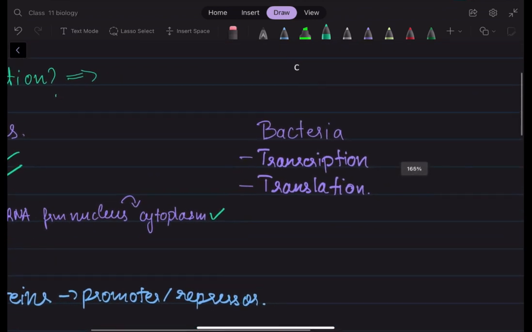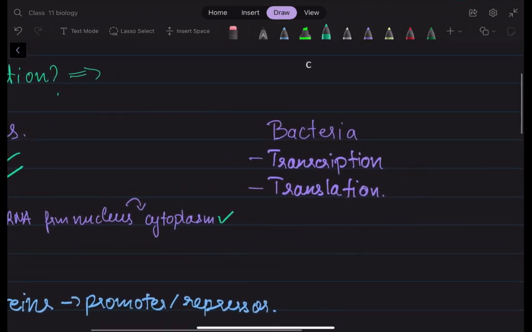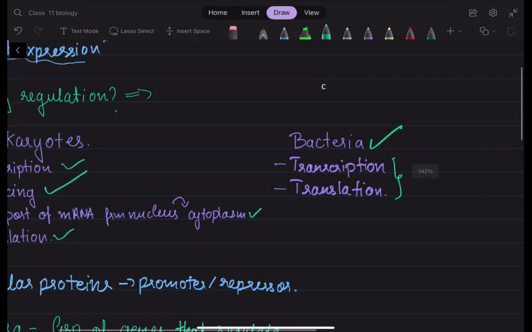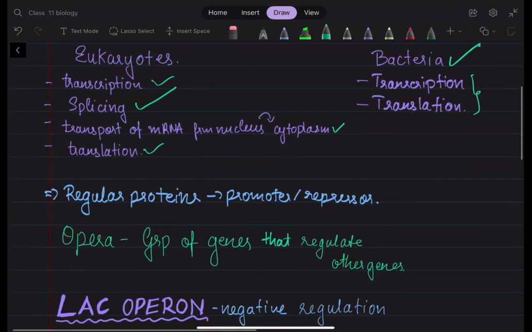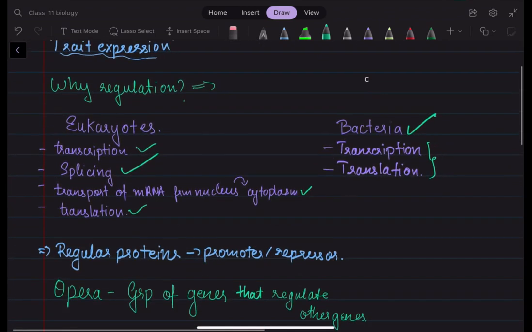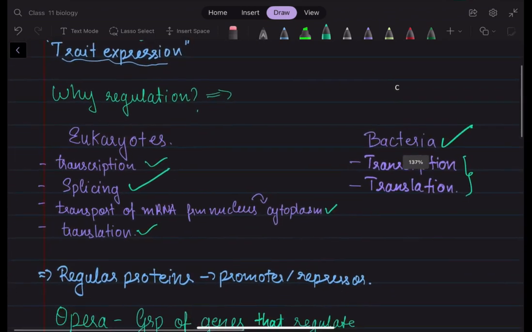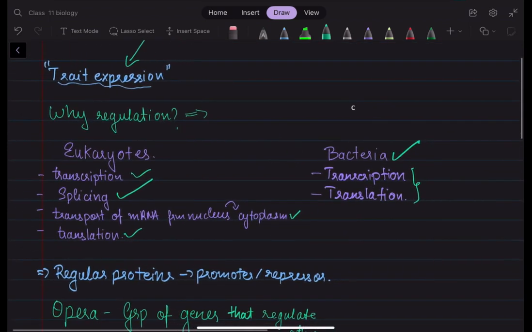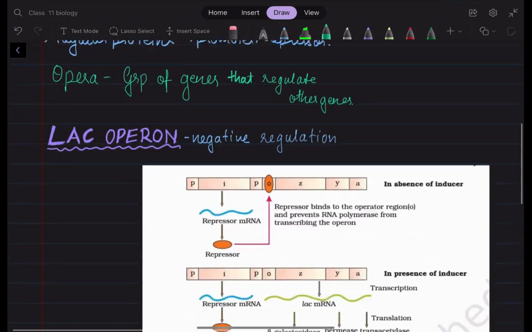Since post-transcription modifications are absent in prokaryotes or bacteria, it can only happen at two levels in bacteria, that is the transcriptional level and during the translation. So translation can be the last stage where the gene regulation takes place, right?